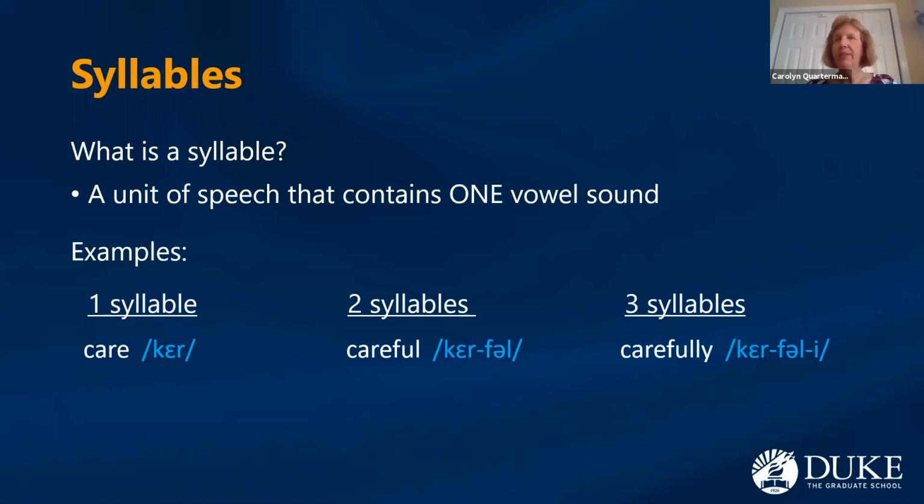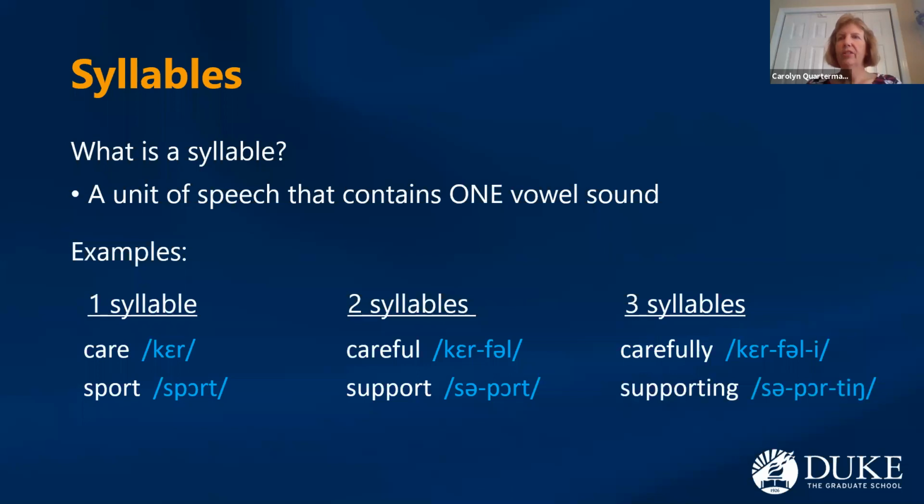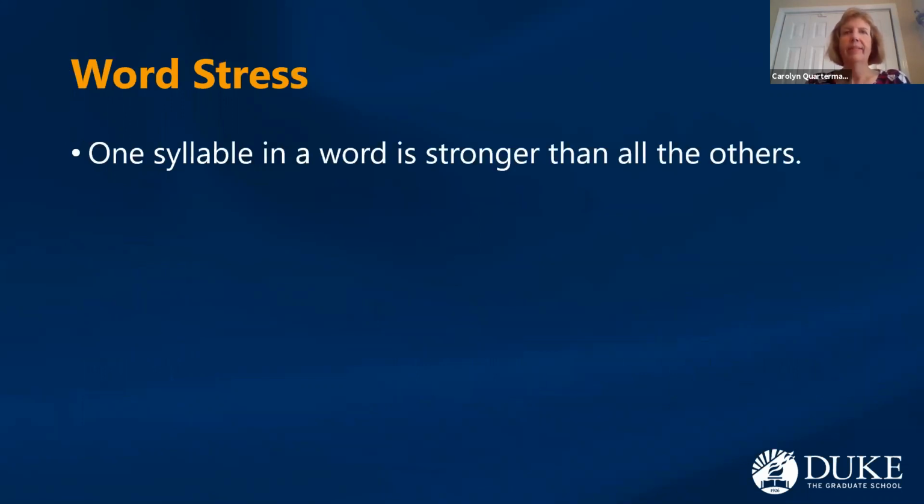You can also think of it in terms of how many beats a word has. If you were tapping the beats with a pencil, sport has one beat, one vowel sound. Support has two beats, two vowel sounds. Supporting has three beats, three vowel sounds. All right, so now that we know what a syllable is, let's talk about word stress.